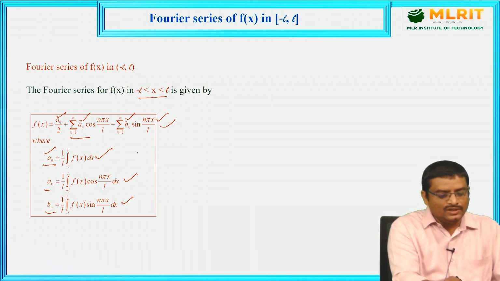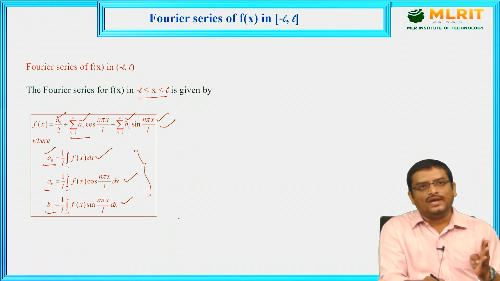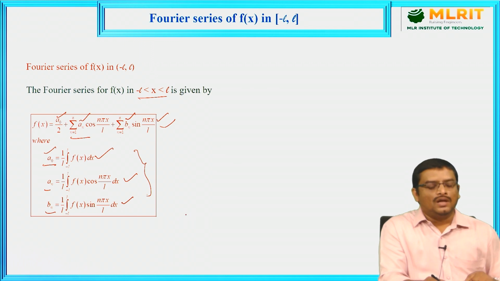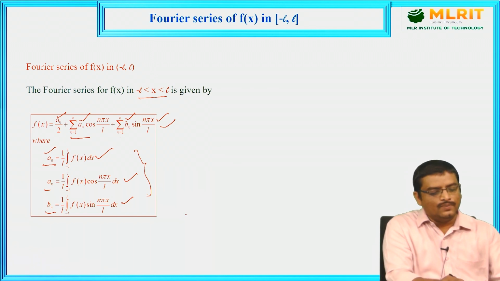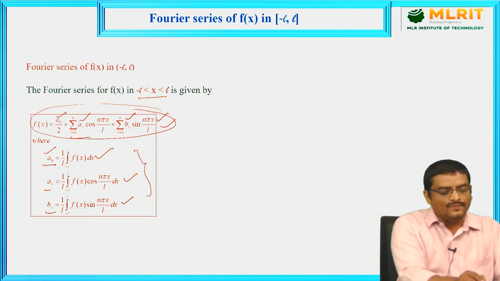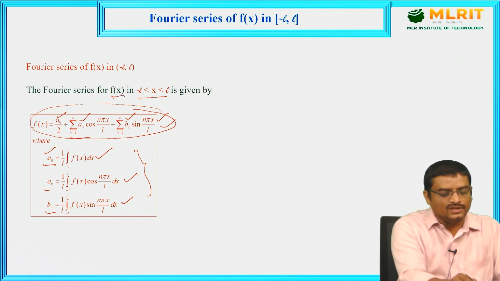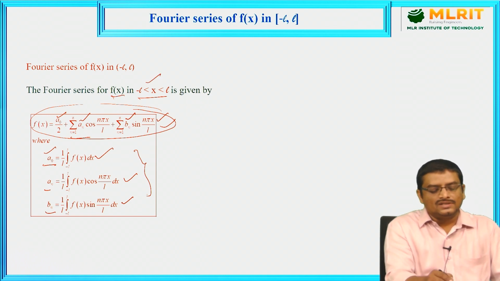By using these standard formulas, we are going to find the values of a naught, a n and b n, and after finding them, we will substitute those values in the standard formula to get our required Fourier series for the given function in the interval minus L comma L.